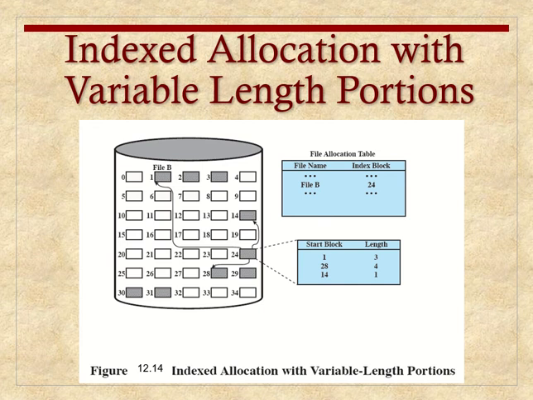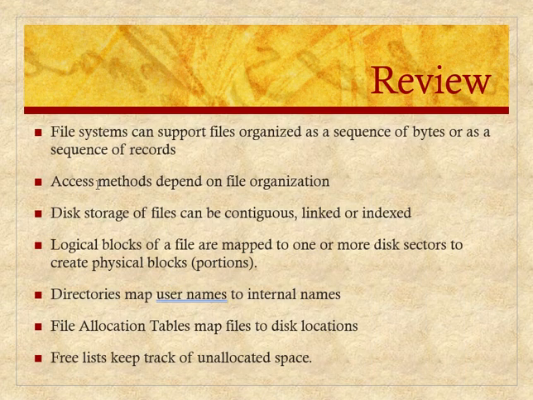To summarize, file systems can support files organized as a sequence of bytes or as a sequence of records. Access methods depend on file organization. The storage of files can be contiguous, linked or indexed. Logical blocks of a file are mapped to one or more disk sectors to create physical blocks or portions. Directories map usernames to internal names. The file allocation table maps files to disk locations, and the free list keeps track of unallocated space. This is a review of the topic of file allocation.